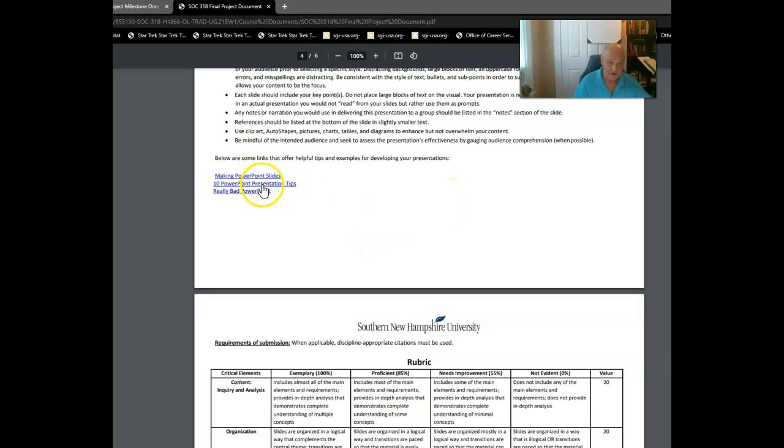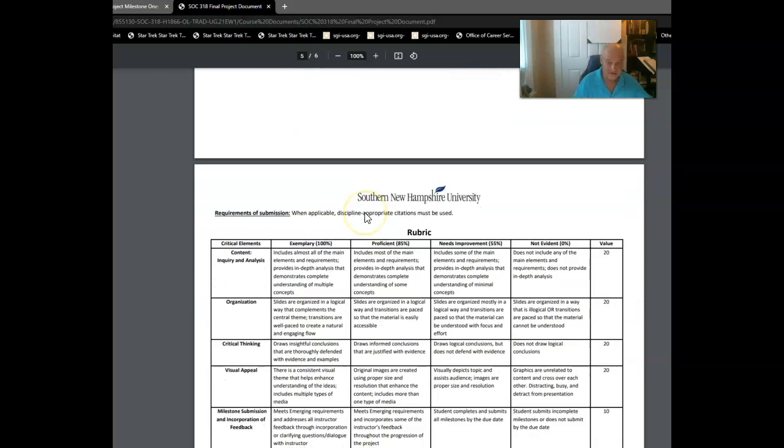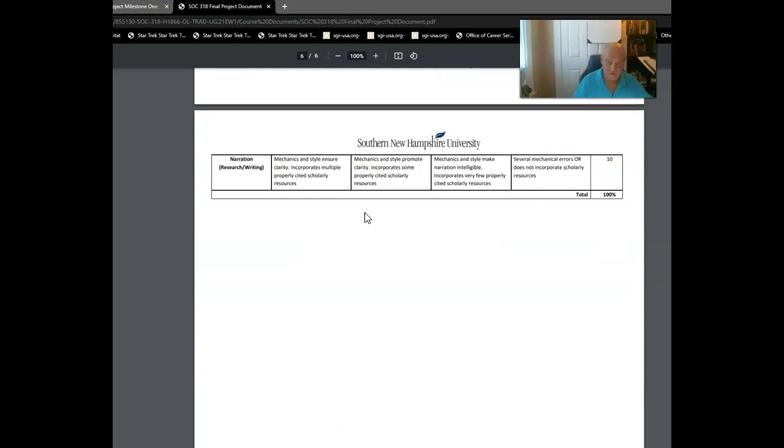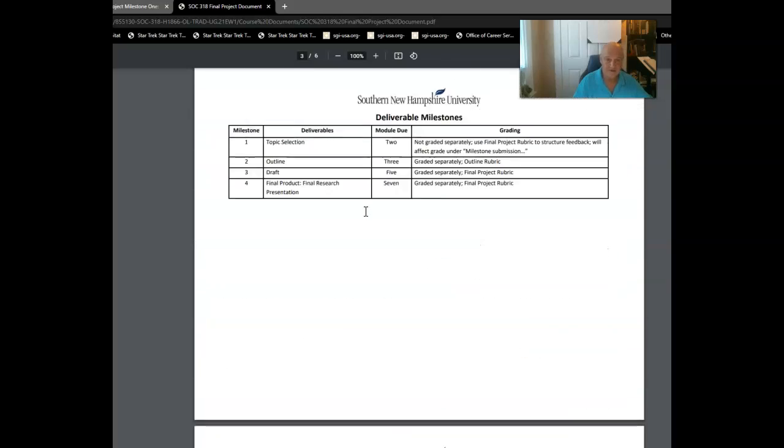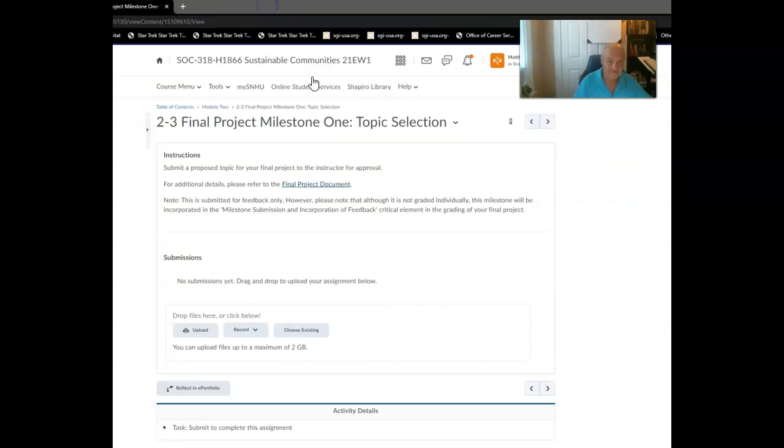I want you to take a moment and look at these examples. They're great examples. And then look at the course rubric here, okay? So that's the final project document. Okay. Now, I want to introduce to you a concept that may be useful to you. Let me pause for a moment and pull up the PowerPoint.